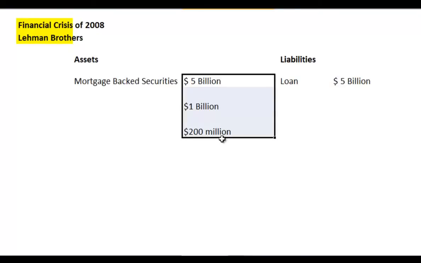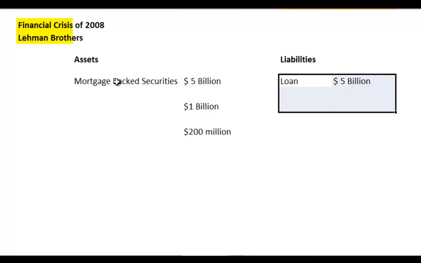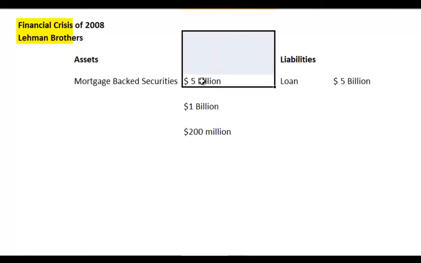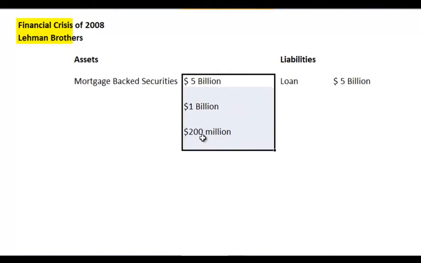Yeah, companies borrowed a lot of money in the hope that they will buy assets and the value of the assets will go up. But what essentially happened is the value of the assets crashed to $200 million, 10% of the equity. So they had no money to pay back. That's essentially what led to the crisis.